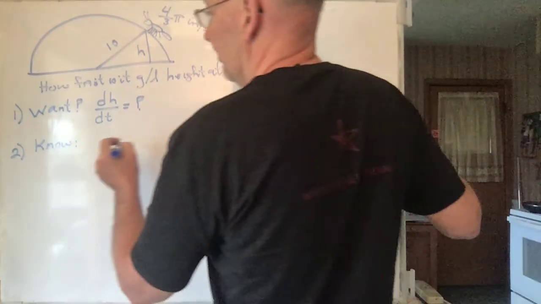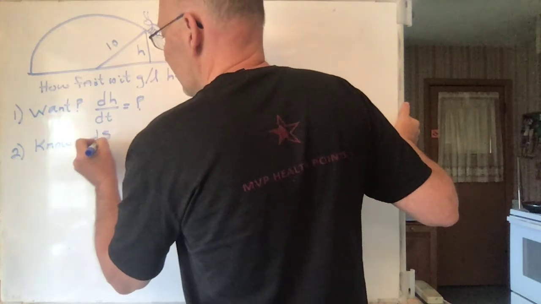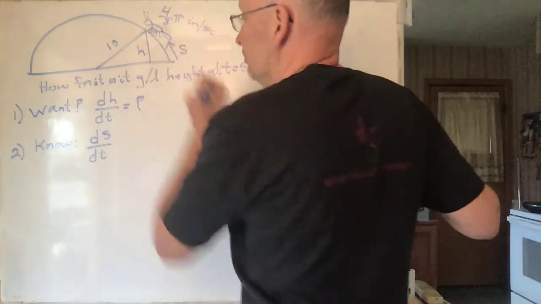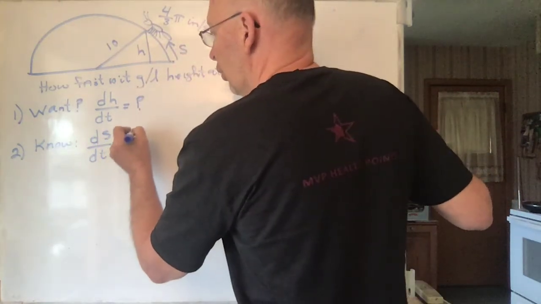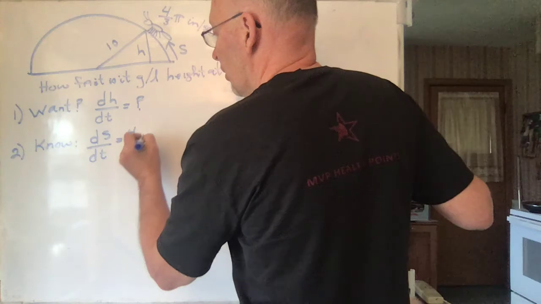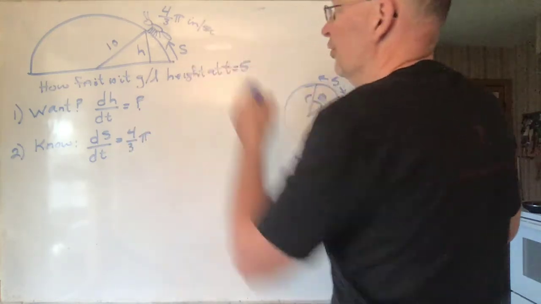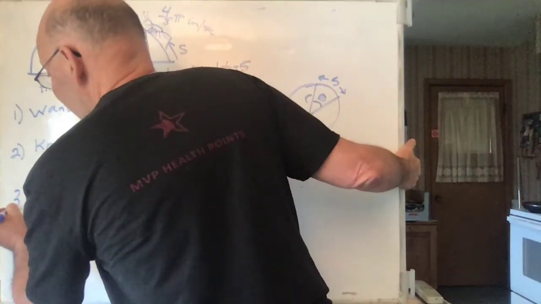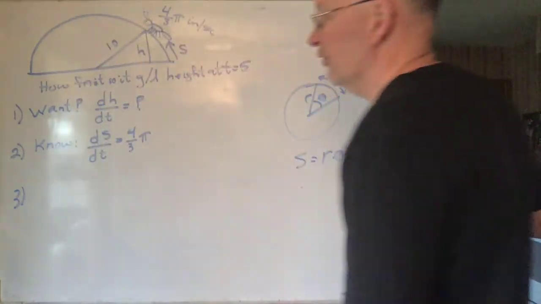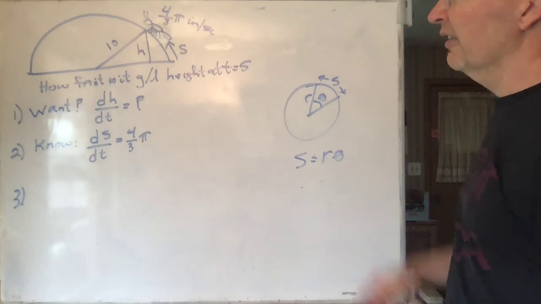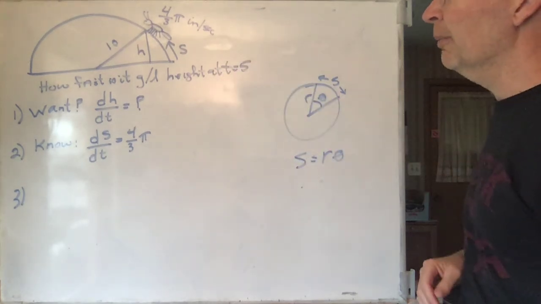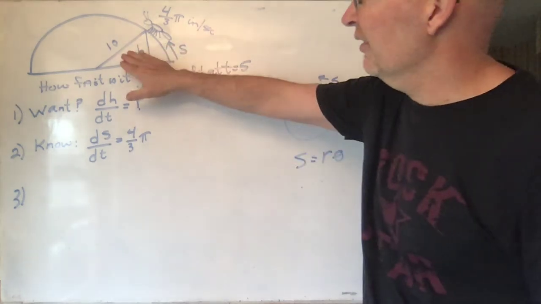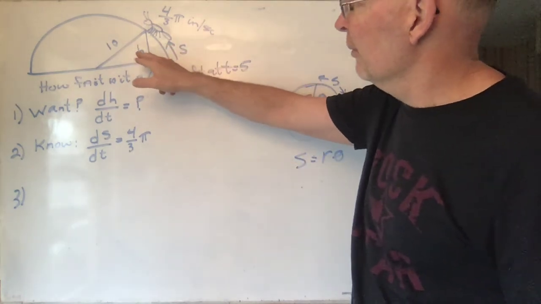So let's say that we know that ds dt, where s is this distance right here, is equal to 4/3 pi inches per second. So there's what we know. So here, as I said, is the toughest part. It's finding a relationship between h and s. And this is another reason I like this particular problem, because it's not quite so obvious how to get the relationship. It's not staring you in the face the way it is in some of the others.